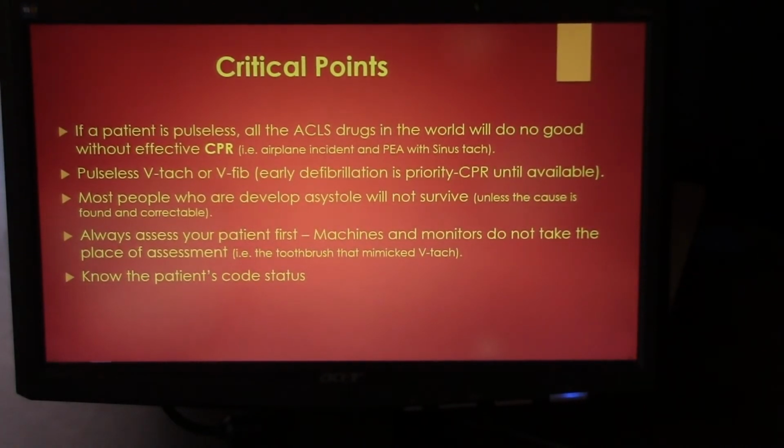That is so critical. When you come on and you receive report from the previous nurse, if that nurse does not know that patient's code status, you need to get into that chart and find out, because it would be kind of tragic to resuscitate a patient who is a no code, or not act on a patient who is a full code. That's even worse.